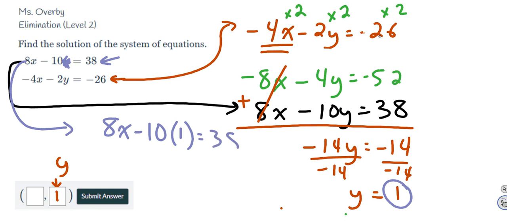So that's old news, right? We've been doing this over and over. We're going to rewrite the 8x. Negative 10 times 1 is negative 10. Then we're going to go, we have a 2-step. Let's add the 10.